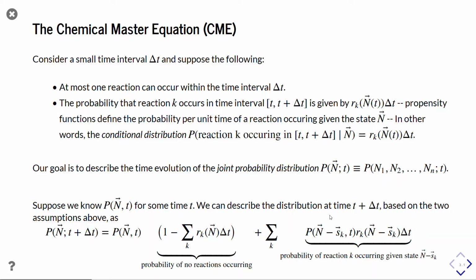This product inside of that sum exactly represents that combined probability, and we sum over all reactions to represent the number of different ways in which you could enter the state n. Thus, these two probability terms represent the total probability to be in state n at time t plus delta t, given that we know the joint probability at time t.